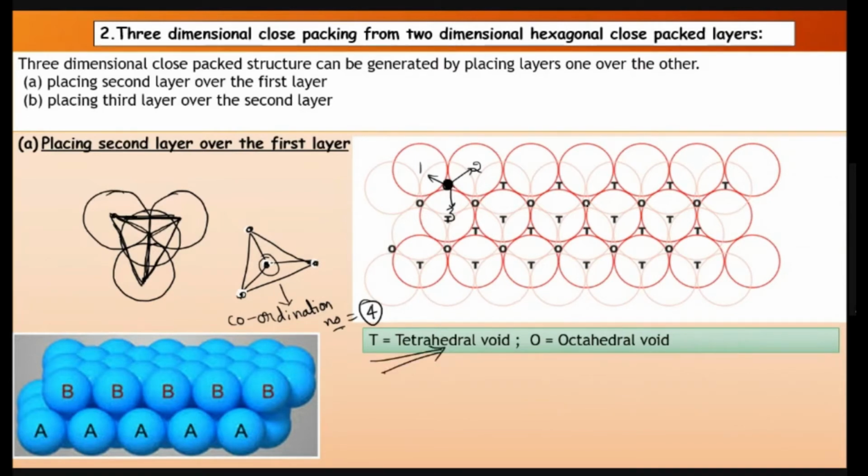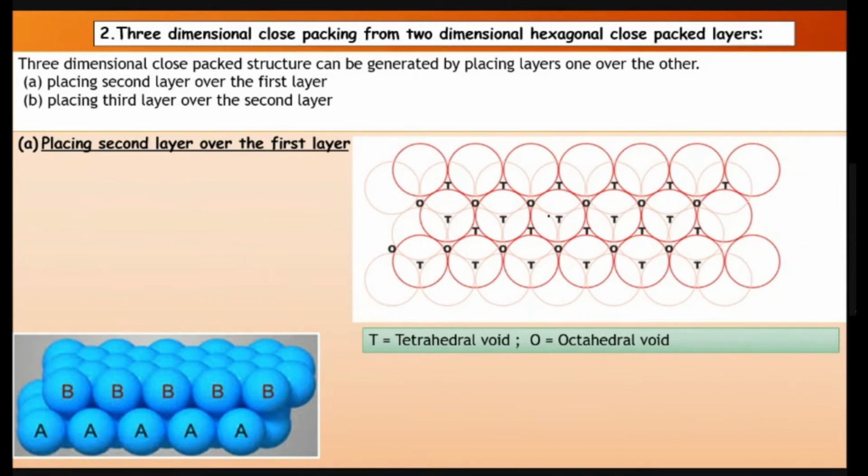Similarly, you have one more type of void, that is the octahedral void. The octahedral void is going to touch 6 atoms. That's why it is called an octahedral void.